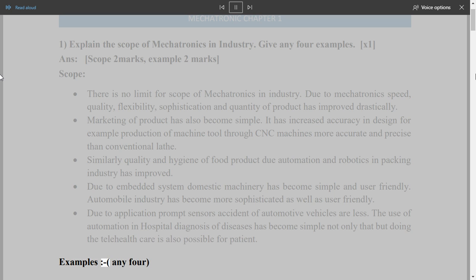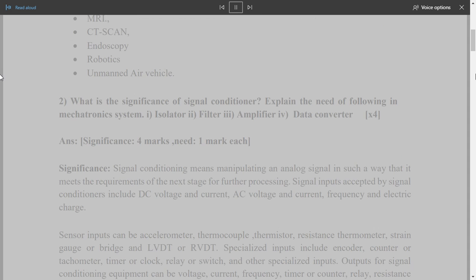Examples: MRI, CT scan, endoscopy, robotics, unmanned air vehicle.